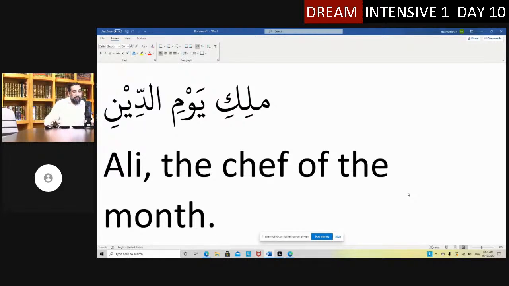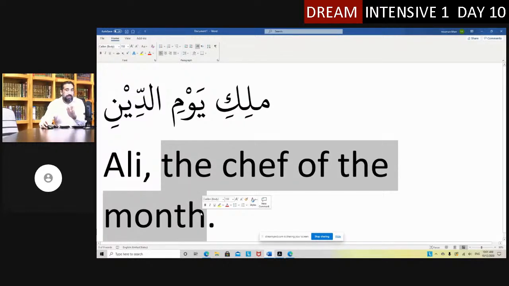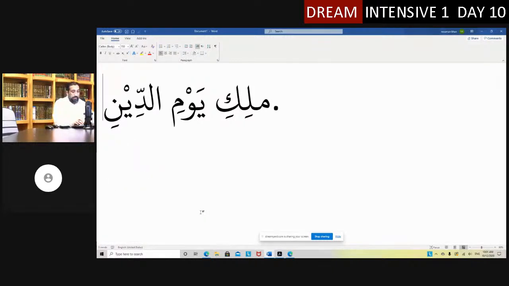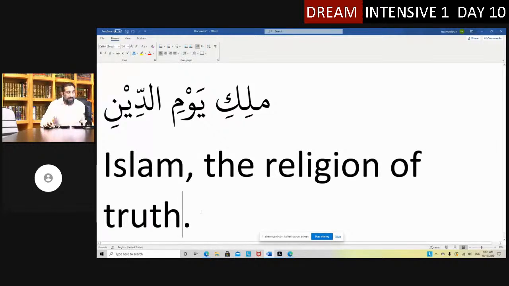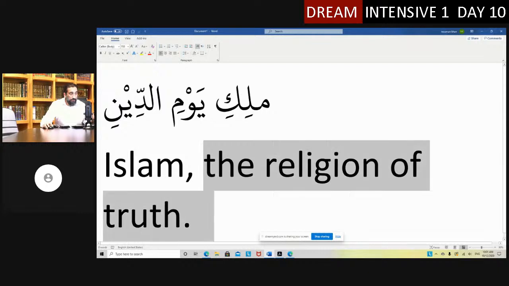So it's as if when you're describing, then the mudaf ilayh becomes one thing describing somebody or describing something, okay? So look at even another example. Islam, the religion of truth. I'm not describing Islam as the religion. I'm describing Islam as the religion of truth. So this entire phrase is actually the adjective, not just religion. That would say very little, and that would just be any religion, right?